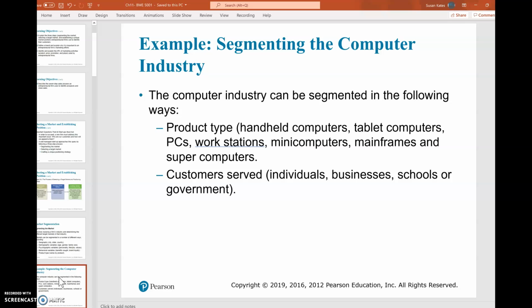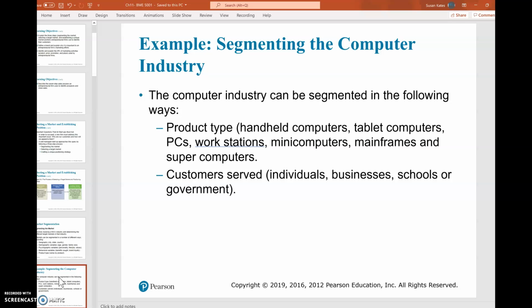So they're using the computer industry. The computer industry could be segmented in the following ways: product type, handheld, tablet, PC, workstation, mini computers, mainframes, and supercomputers. You can think about it from that perspective. There's lots of different people that you might be wanting to tap into, and another thing, which is huge in the computer industry, is, are you an Android or are you an iOS individual? That's a big one too, because that makes a huge difference.